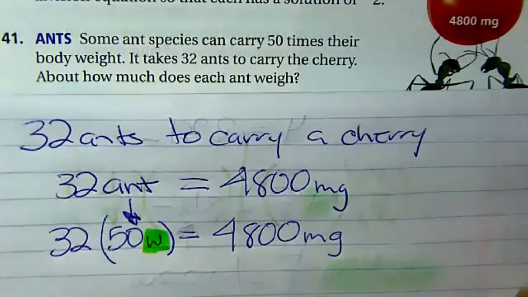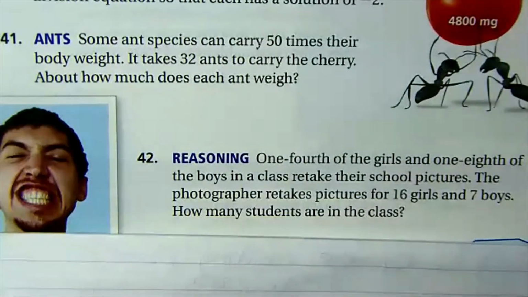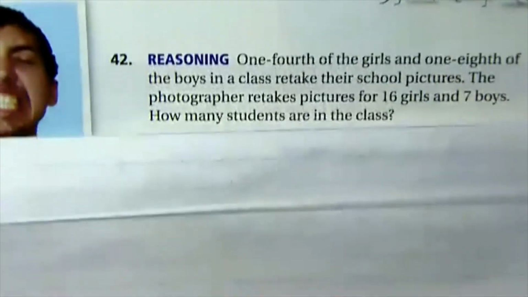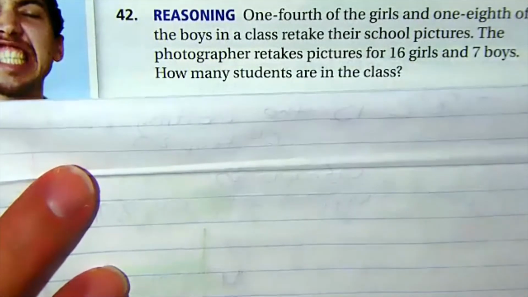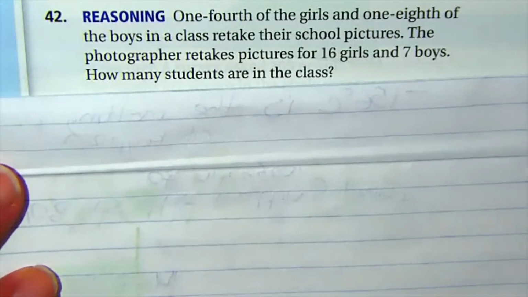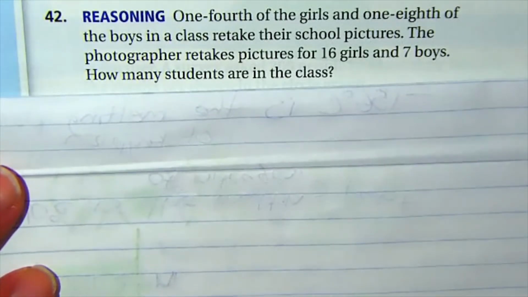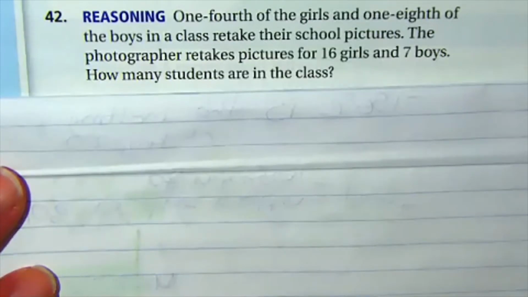Okay, I'm going to help you set up the last one. One-fourth of the girls and 1/8 of the boys in a class retake their school pictures. The photographer retakes pictures for 16 girls and 7 boys. How many students are in the class?